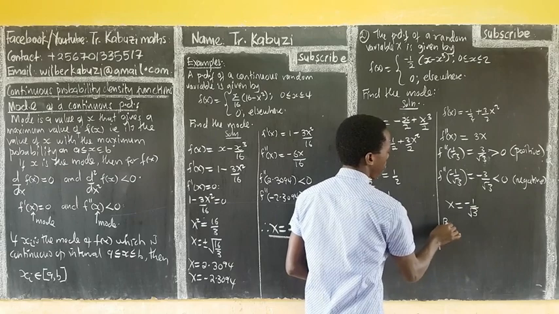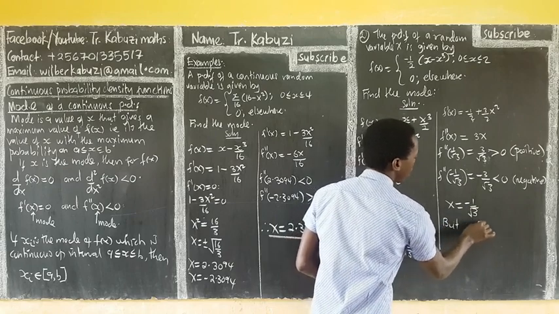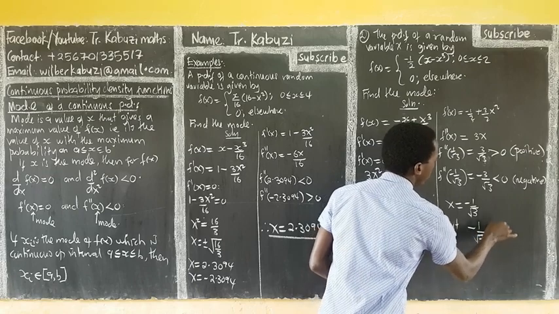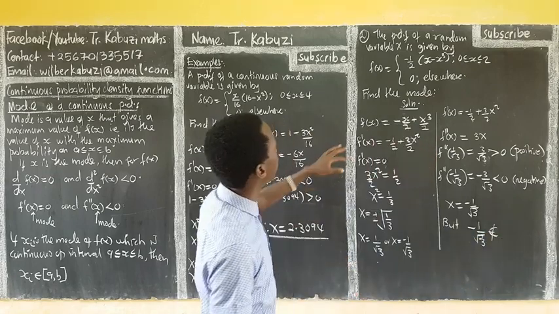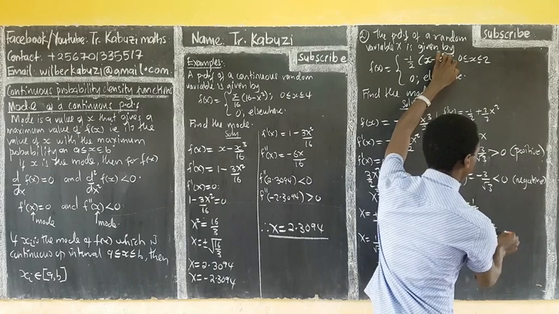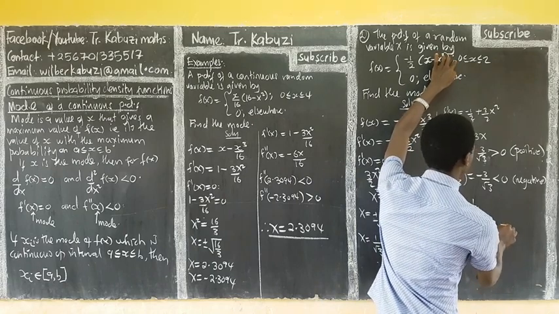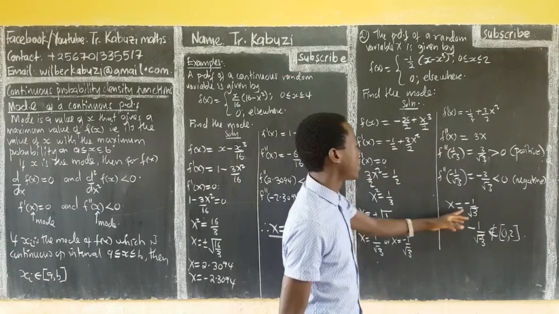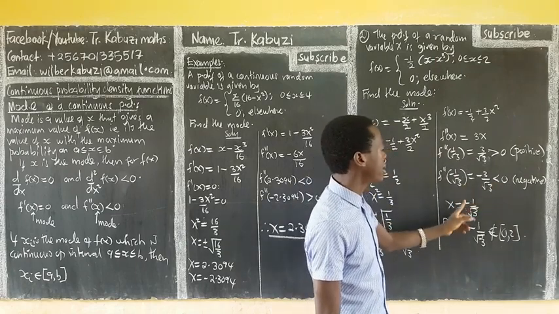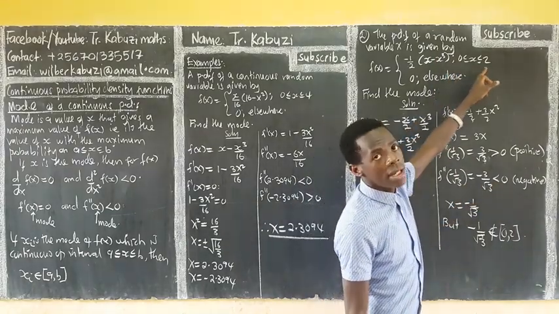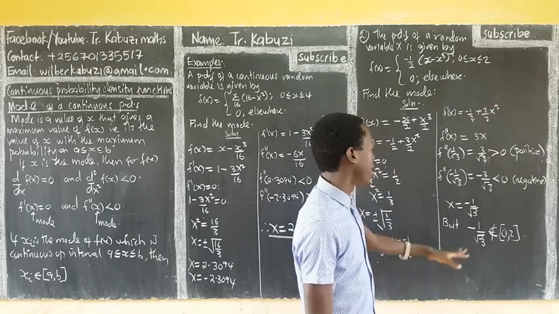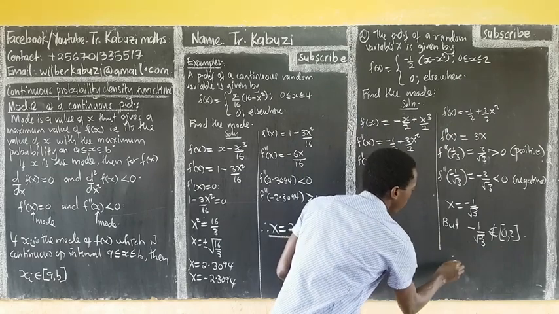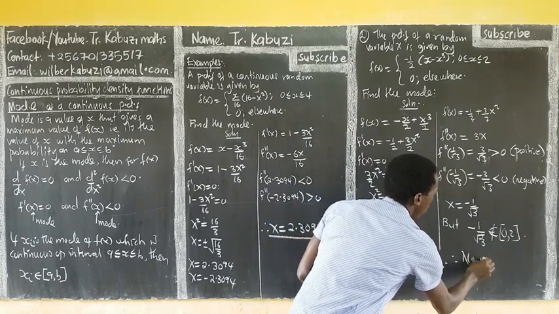But this negative 1 over root 3 is not in the interval of 0 to 2. This value would have been the mode, but you see it's not in this interval. Therefore, the mode you have got doesn't exist on that interval. So therefore, just say there is no mode.